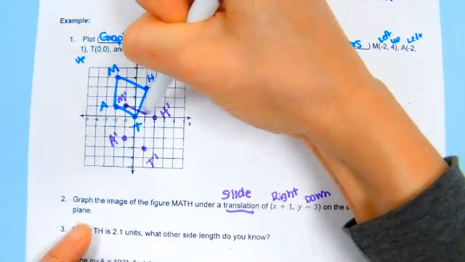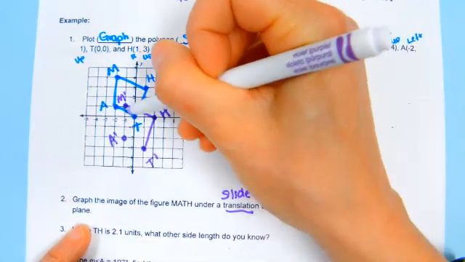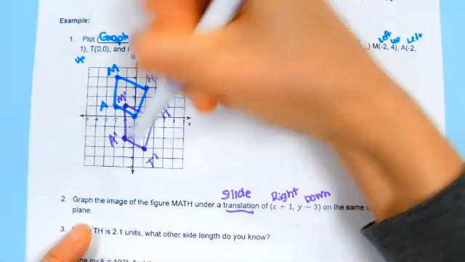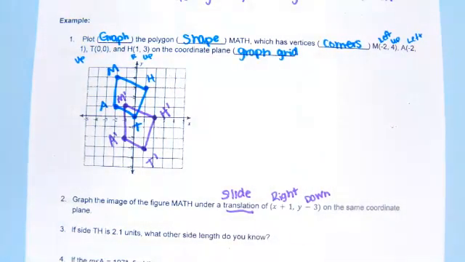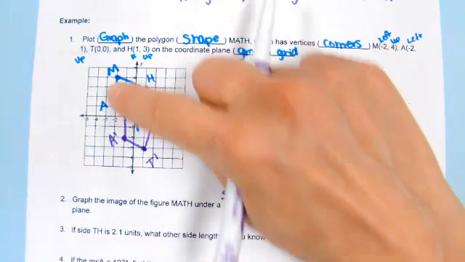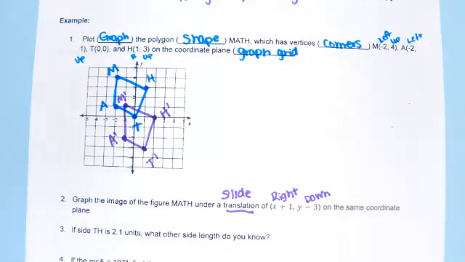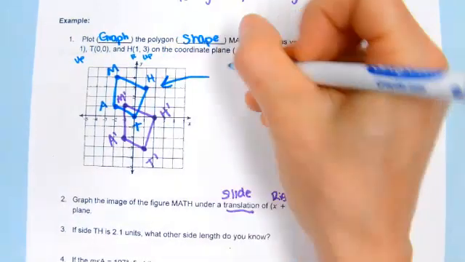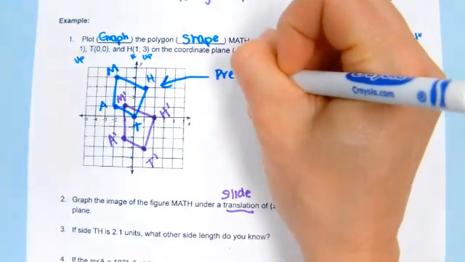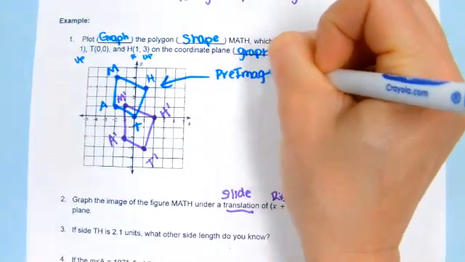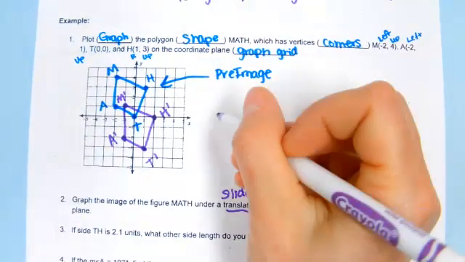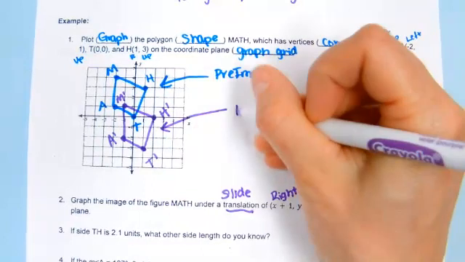and then reconnect them. And this is our translation. We just completed that translation there, okay? So here's our original, here's our new one. The original, remember, is called the pre-image. And then the new one that we just made when we translate it is called the image.